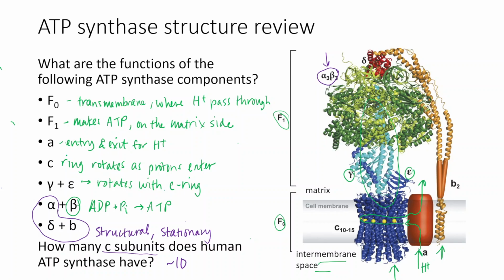And in this diagram it says 10 to 15 because different organisms have different numbers. We have about 10. If you have more C subunits, then you require more protons to create one ATP. Exactly. The more subunits you have, the more protons are needed for 1 full turn to make 3 ATPs. So in a sense, having more is less efficient.